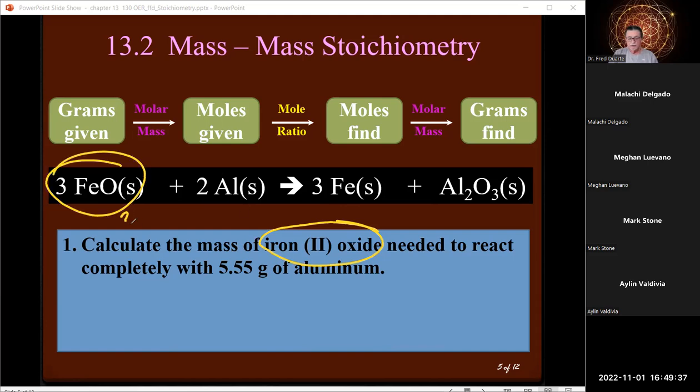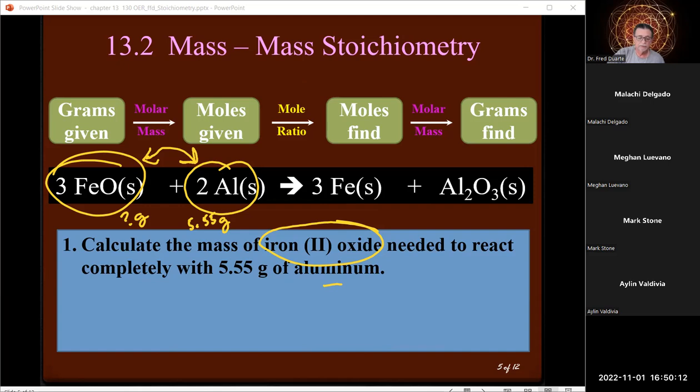They want to know the mass, how many grams, needed to react completely with 5.5 grams of aluminum. So my only concern is the stoichiometric relationship between iron 3 oxide and aluminum. That's all I'm concerned about. Furthermore, I'm given 5.5 grams of aluminum, and I need to calculate how much iron 3 oxide I need if I start off with that amount of aluminum.